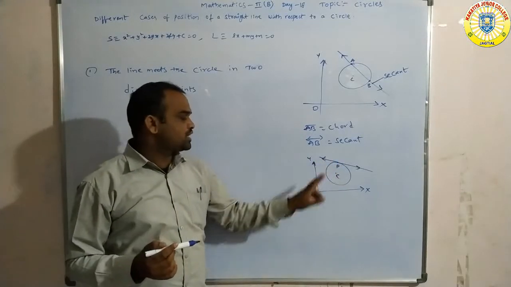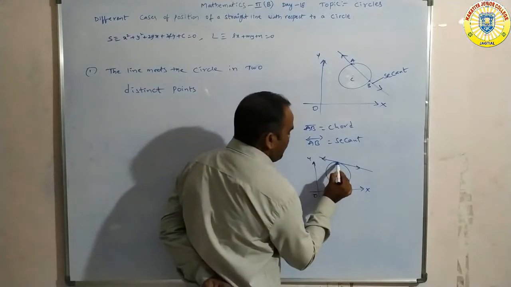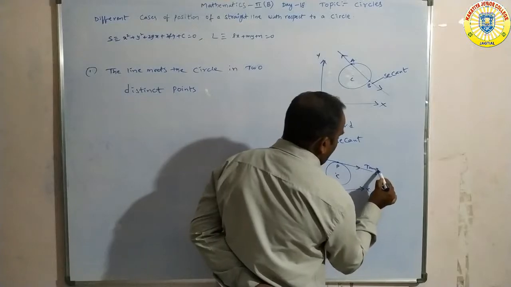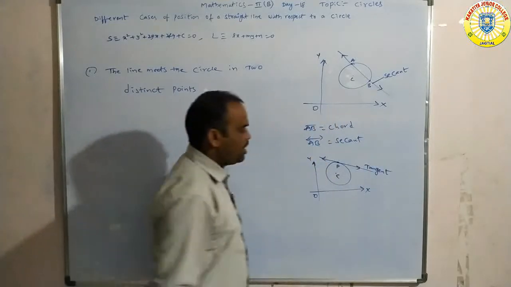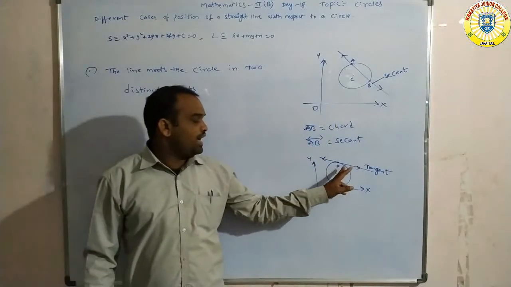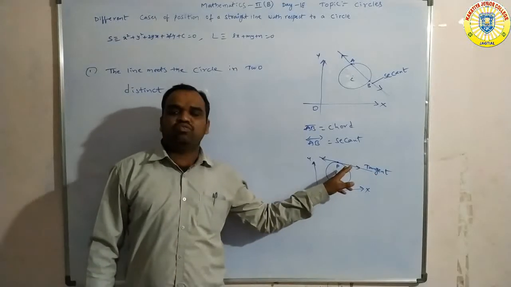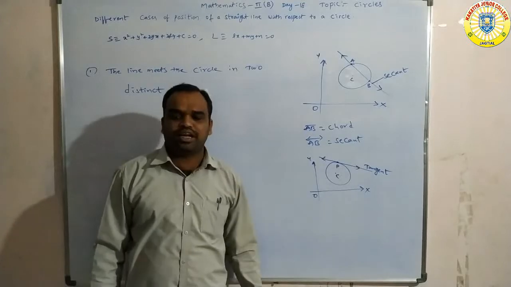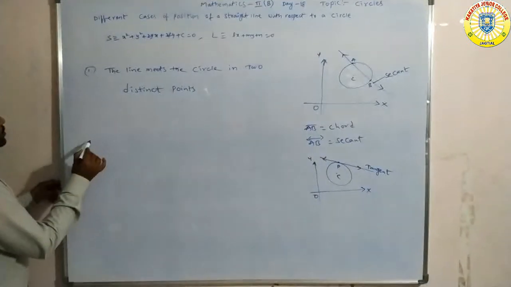The line meets the circle in one and only one point. So this line is called the tangent. The line meets the circle in one and only one point. This line is called the tangent only. So see here, second case.